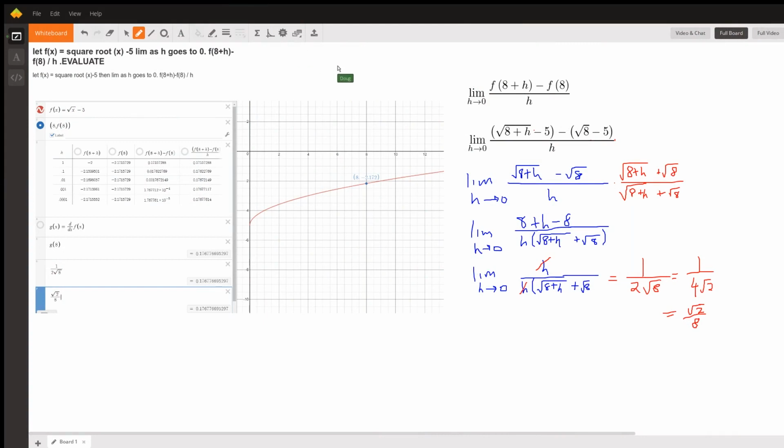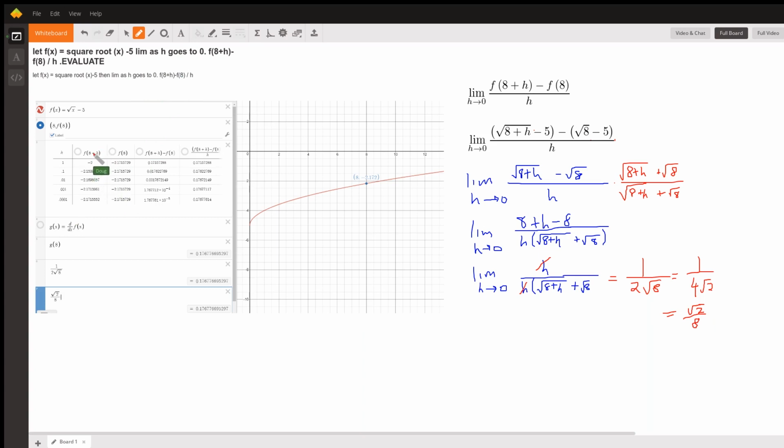Okay, let's see what's going on here. From the Desmos Online Graphing Calculator, I've graphed f of x equals the square root of x minus 5, which is this red curve right here. I've plotted the point 8, f of 8, which is 8, comma, negative 2.172. And then I've created a table of h values, starting at 1 and then getting closer and closer to 0, which is what we want to do. We want to find the limit as h goes to 0.